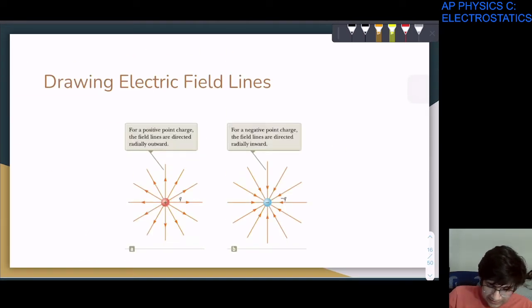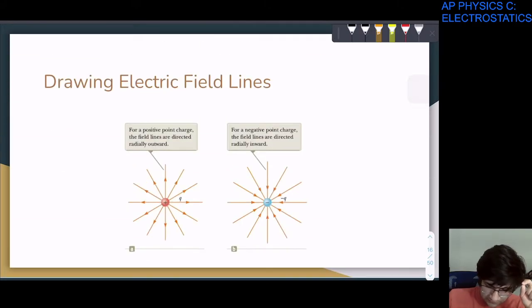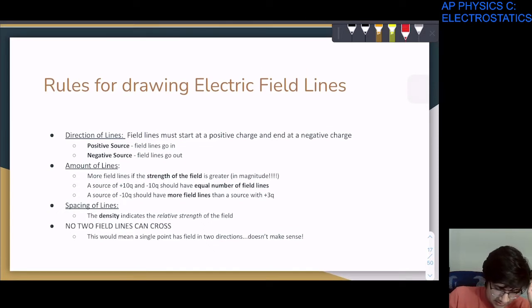Now, these pictures are important because they appear on the AP exam a lot, and there are some rules we wrote down to help you come up with these diagrams. There are three things: the direction of the lines, the amount of lines, and the spacing or density of the lines. So the direction of the lines: if the source is positive, the lines go out, and if it's negative, the field lines go in.